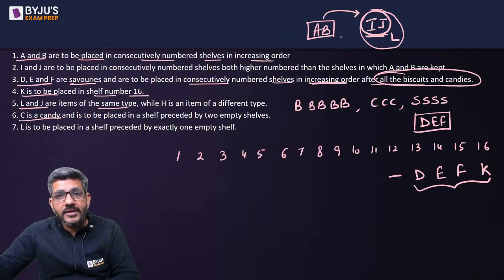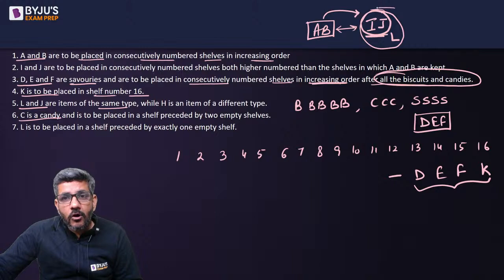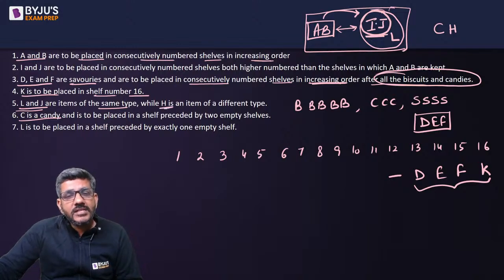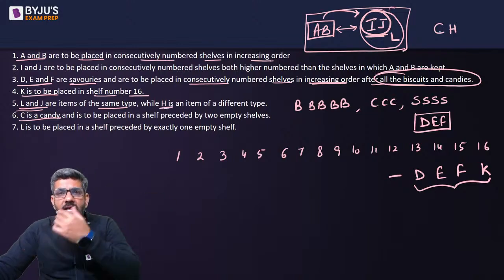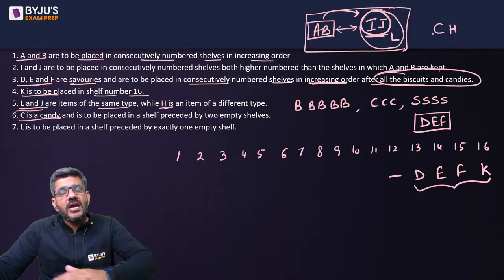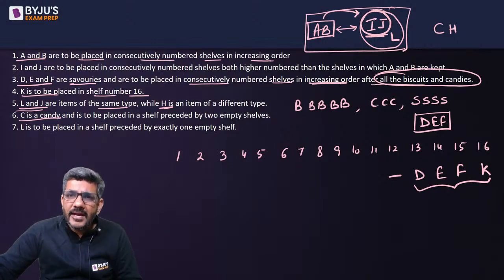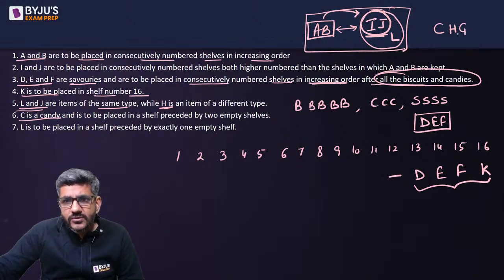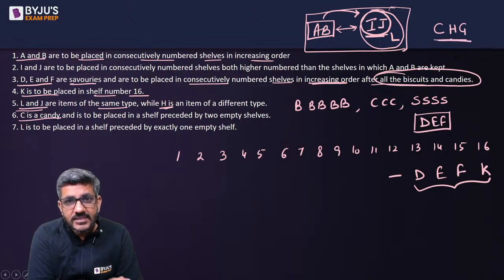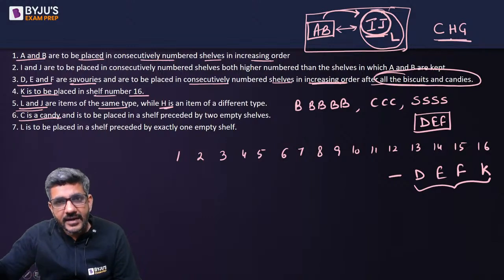So ultimately this means AB, IJL, they all are of the same type, and C is a candy, which is of a different type. Of course, H would also be of a different type because L and J are of the same type. तो जब L और J एक टाइप के हो गए तो इसका मतलब H अब एक डिफरेंट टाइप का बनेगा. दिस मींस C is a candy, H is a candy, AB, IJL are biscuits. अब एक और कैंडी बची है, आई थिंक दैट इज G. So G should also be a candy according to this. ABIJL are biscuits and C, H and G are candies now.